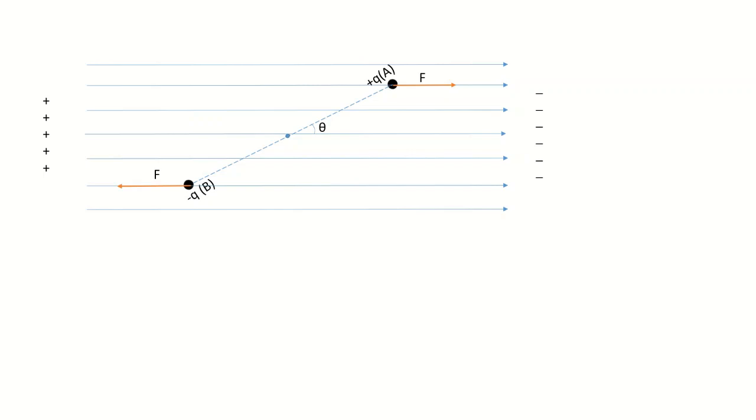Now, as the torque is generated, the dipole will start rotating along the direction of the arrow. The most important thing we have to keep in mind is that the electric field must be uniform. If not, then translational motion may occur. But if the field is uniform, then there will be no translational motion and only rotational motion.